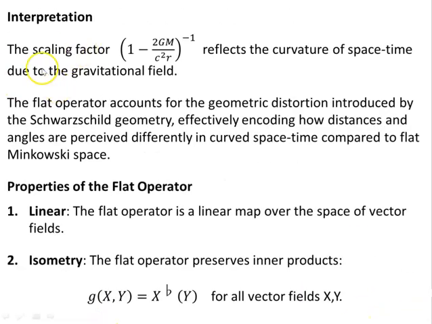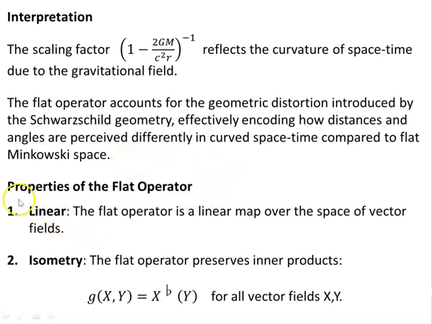All right, now interpretation. This scaling factor here reflects the curvature of space-time due to the gravitational field, and the flat operator accounts for the geometric distortion introduced by the Schwarzschild geometry, effectively encoding how distances and angles are perceived differently in curved space-time compared to flat Minkowski space.